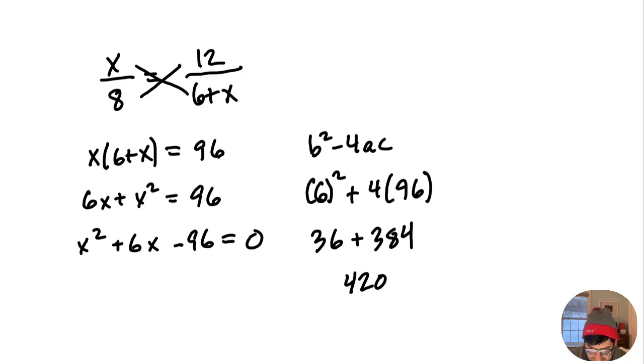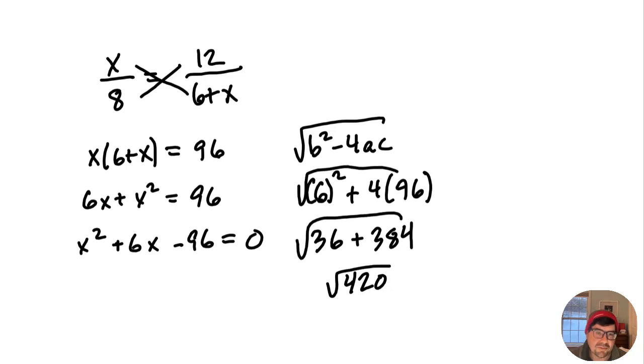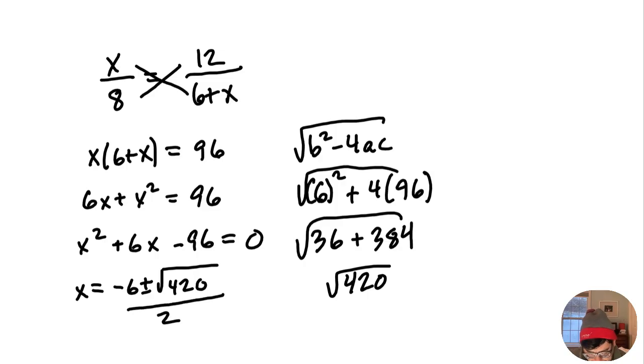So if I was finding the x values here and I was to use the quadratic formula, I would take the square root of this, right, and try to evaluate it. But the square root of 420 is irrational. So that tells me that there's no friendly way to factor this with rational numbers. So x is going to be equal to negative 6 plus or minus the square root of 420 over 2.